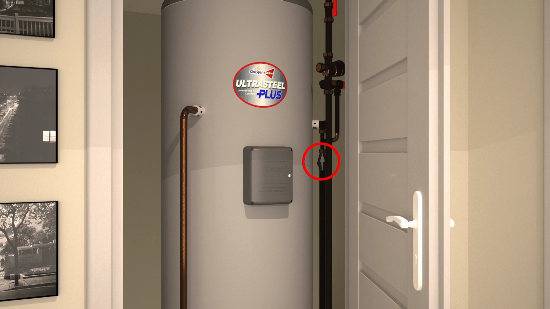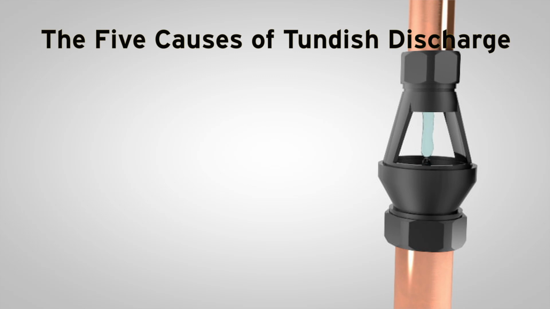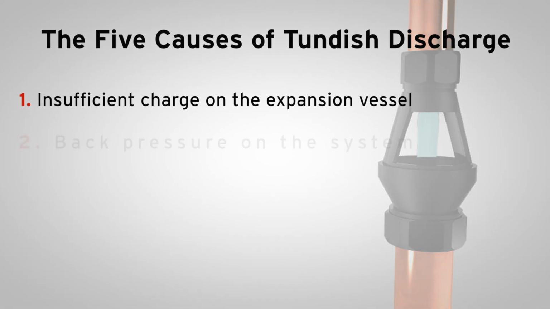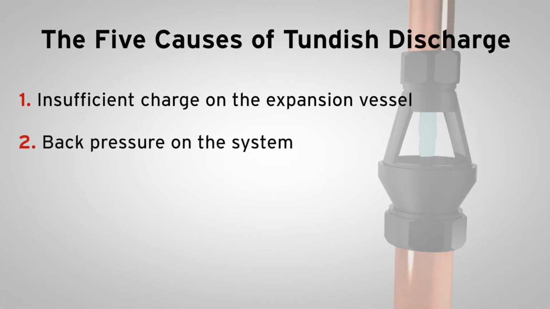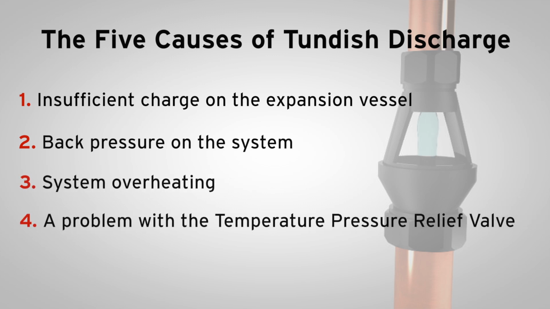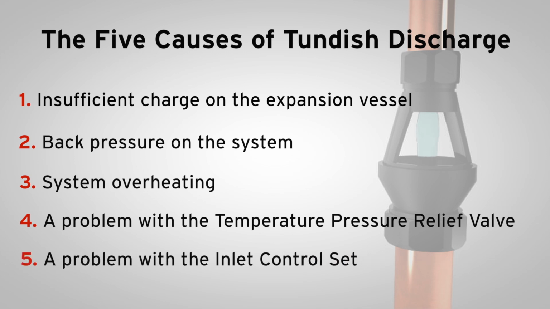If water is discharging, the homeowner should contact an engineer. There are five potential causes leading to water discharging through the Tundish, and these are insufficient charge on the expansion vessel, back pressure on the system, system overheating, a problem with the temperature pressure release valve, or TPRV, or a problem with the inlet control set.